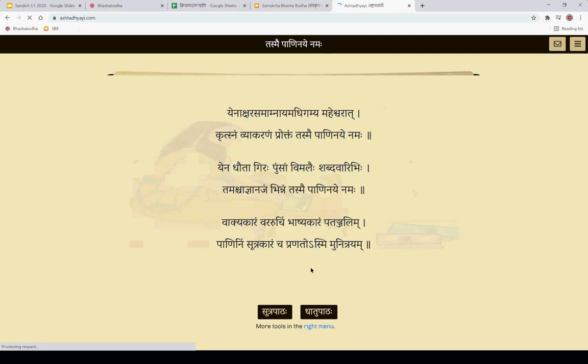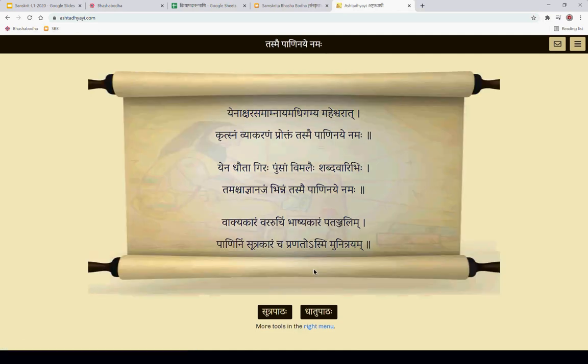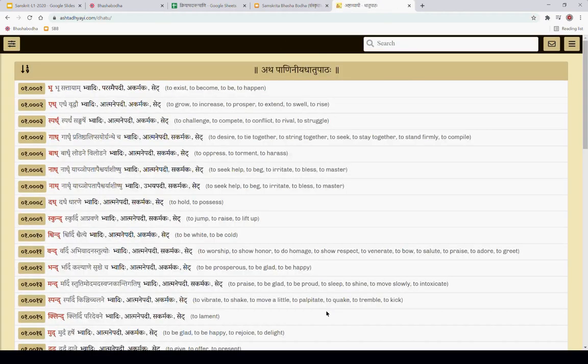If you go to astadhyay.com site, at the bottom you see Dhatu Patha. So in Dhatu Patha you click here. And now here all the list of all the dhatus are given first, in the order in which they appear in the Dhatu Patha.